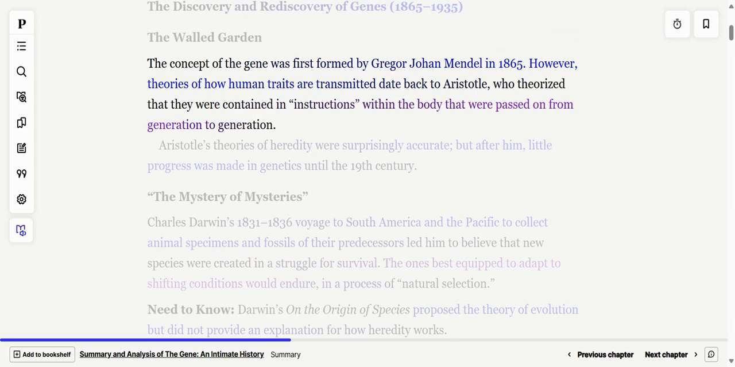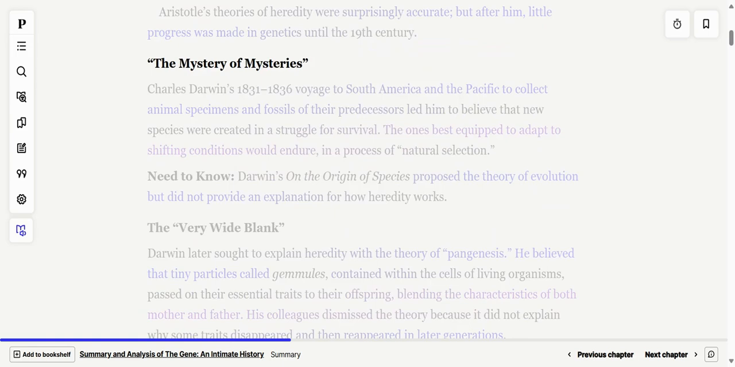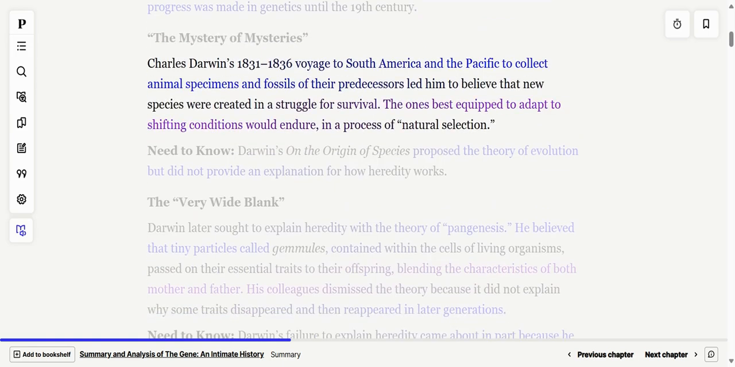The Mystery of Mysteries. Charles Darwin's 1831 to 1836 voyage to South America and the Pacific to collect animal specimens and fossils of their predecessors led him to believe that new species were created in a struggle for survival. The ones best equipped to adapt to shifting conditions would endure, in a process of natural selection. Need to know: Darwin's On the Origin of Species proposed the theory of evolution but did not provide an explanation for how heredity works.